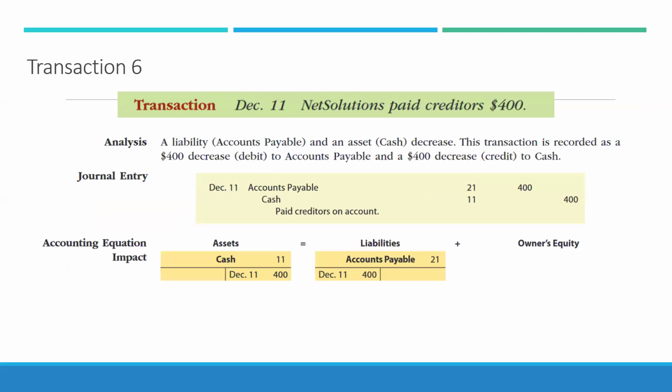Net Solutions paid creditors $400. So the accounts payable is going to go down. That's a debit because accounts payable is a liability. So when it goes down, it's a debit, and the cash is also going to go down, which is a credit.